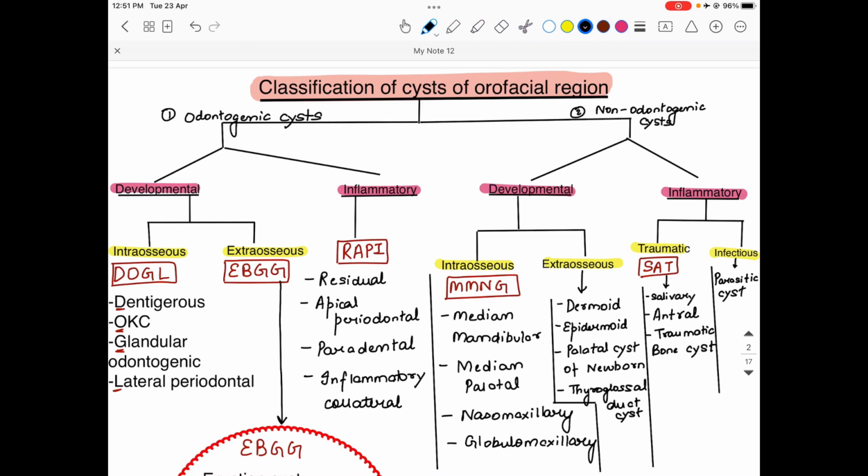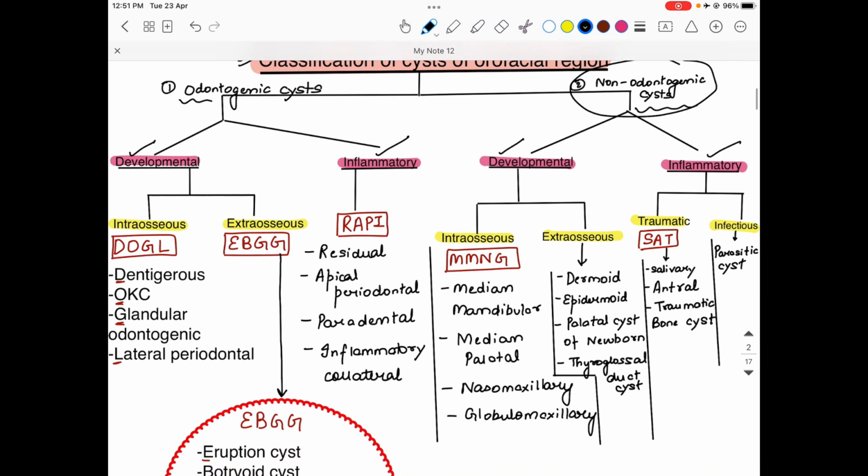So let's begin. Now the classification of cysts of orofacial region, it's divided into two parts, as we already know, the odontogenic cysts and the non-odontogenic cyst, right? Now each of them, odontogenic and non-odontogenic, they are further divided into developmental and inflammatory. Now let's start from the odontogenic cyst, the developmental. Now you must remember some mnemonics and then it will become very easy for you to learn this. Now in developmental, again we have divided this into two parts, the intraosseous cysts and the extraosseous cyst, right?